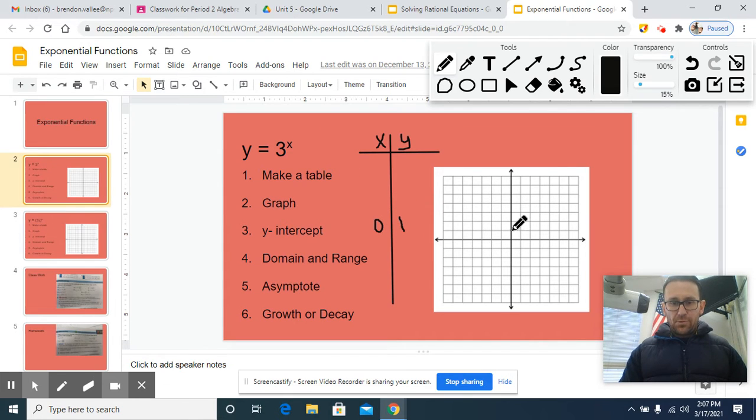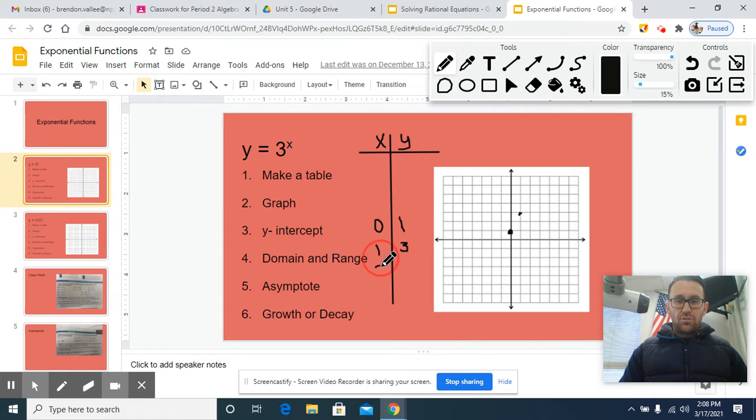I'm going to graph these points as I go here. 0, comma 1 right here. Okay. Then if I plug in 1 for x, 3 to the 1 power on my calculator would be 3, because 3 to the first power is 3. So that means when I plug in 1, I get 3. So my next point is 1, comma 3. 1, 2, 3.